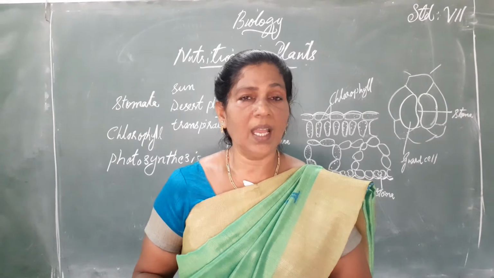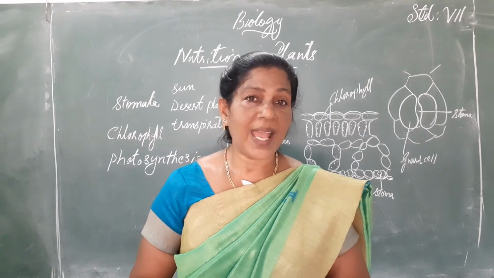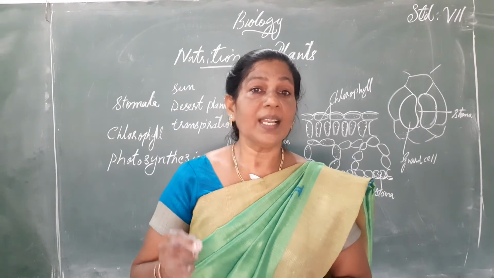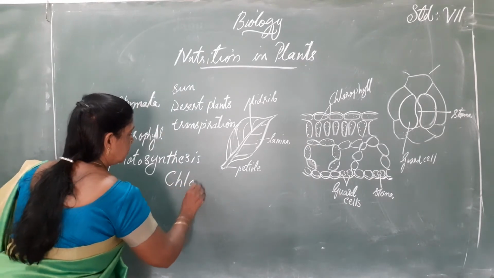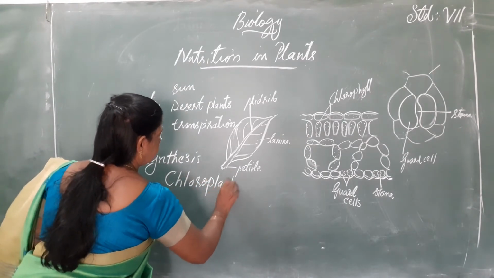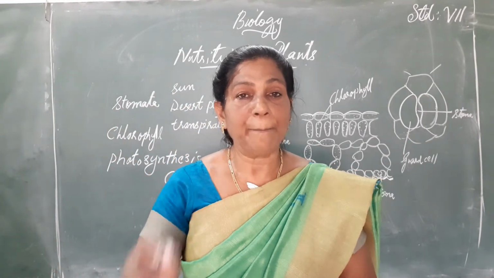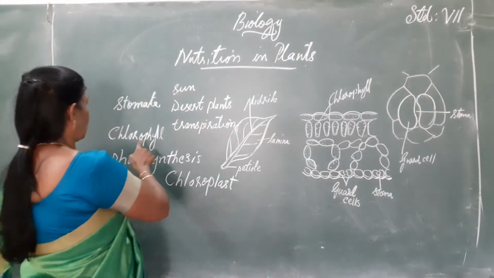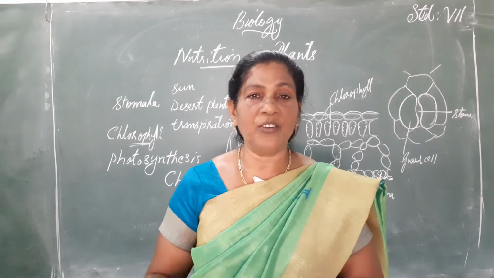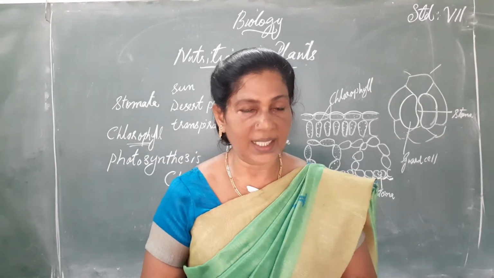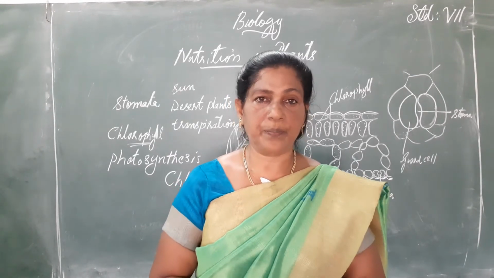And you know, children, how are the plants able to synthesize food? The plants have special green structures known as chloroplasts. This chloroplast contains a pigment known as chlorophyll. This chlorophyll is capable of absorbing solar energy, and as a result the plants can synthesize their own food.